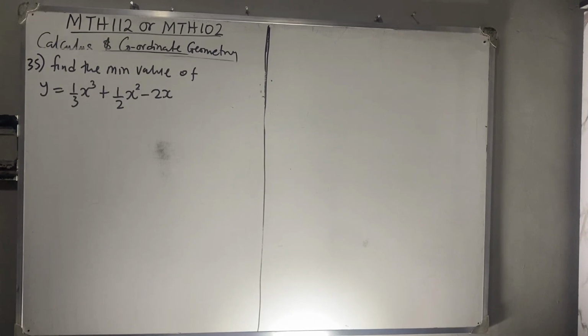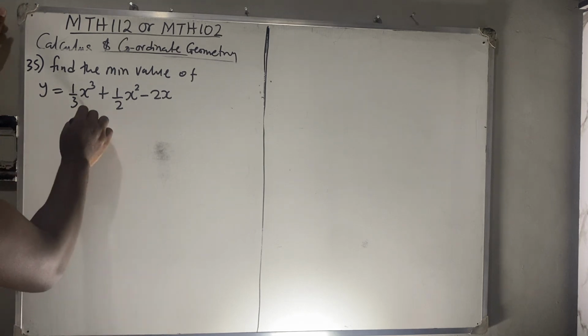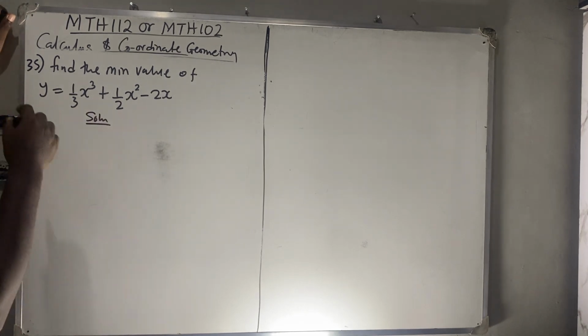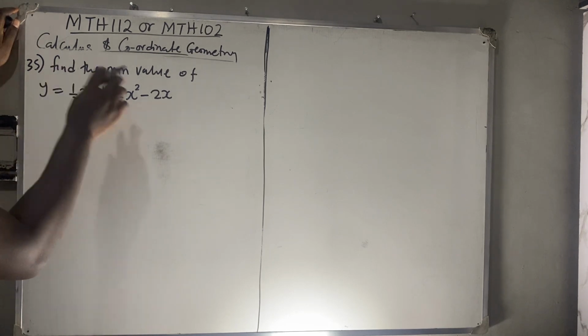Okay, let us solve this simple question. We are asked to find the minimum value of this function. Okay, so solution: the first thing is to find our critical point. And I told you that at a critical point, the first derivative must be equal to 0.